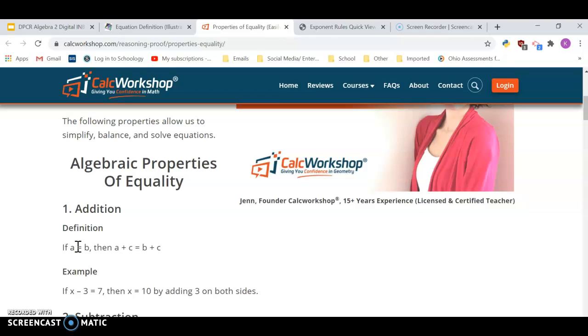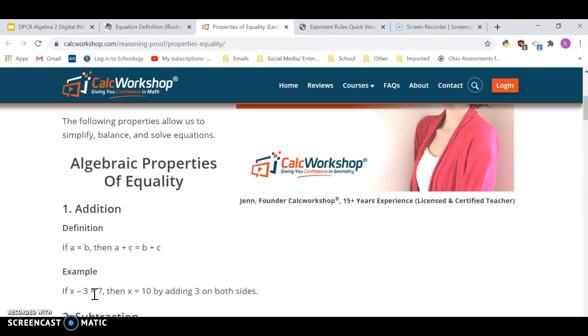So it says if A equals B, then A plus C equals B plus C. So basically it says if you've got two things that are equal to each other, then if I add them to another number, they should always be equal to each other. So in this example here, we are using this property to go about finding out what x is equal to.